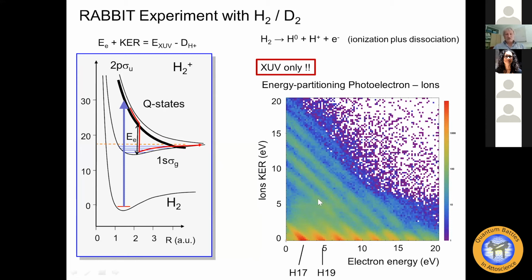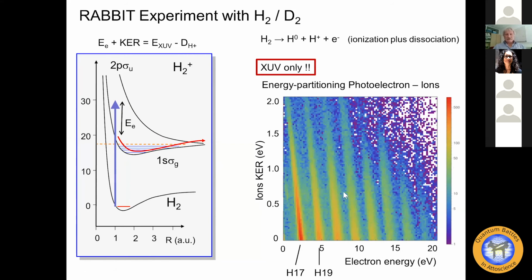Okay, so far so good. So now let's have a little bit closer look here and look to lower kinetic energies, because there the same concept works. You can also just ionize to the ground state of the molecular ion, and still get dissociation. Then you get lower kinetic energies of ions and well-resolved electron energies. But this is still without IR.